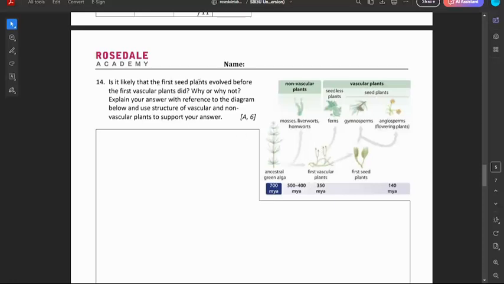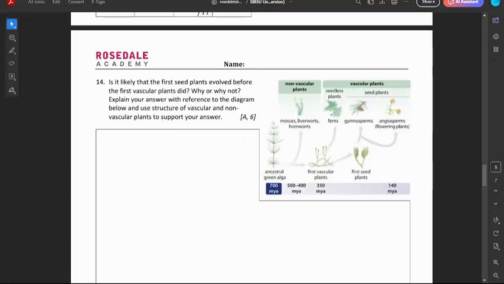Is it likely that the first seed plants evolved? Wait, okay, so not so confusing. So yeah, vascular plants, seed plants, 700 million years ago, 350. I thought they would go from right to left, but whatever. So obviously, vascular plants came before seed plants.